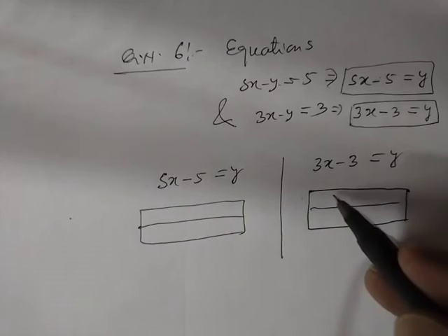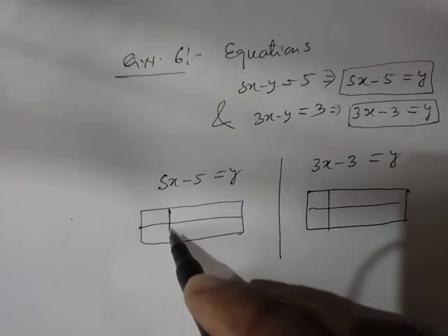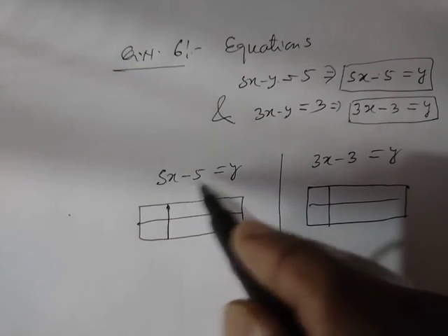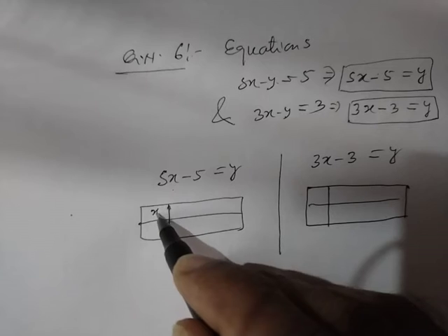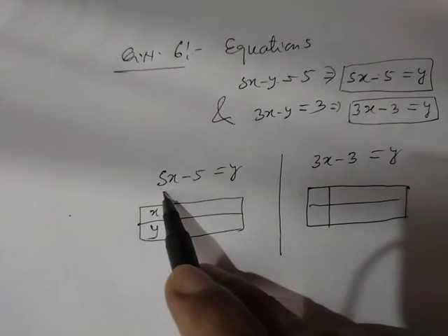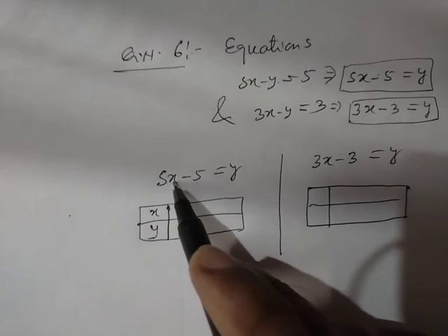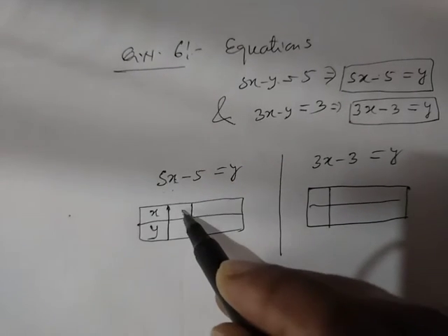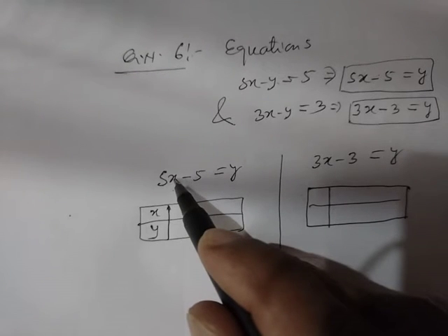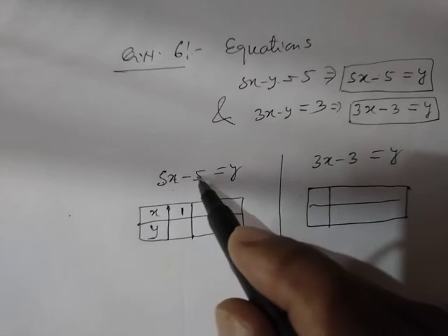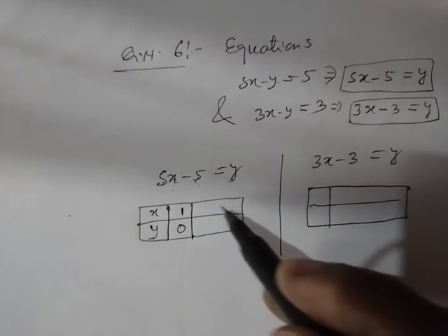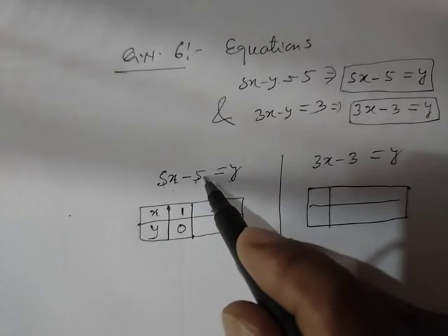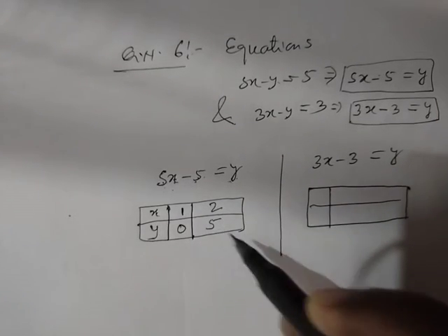To draw the graph, 2 points are enough to plot the graph. So you find the values of x and y. If you put the value of x as 1, then 5 into 1 is 5, minus 5, so y is 0. If x is equal to 2, then 5 times 2 is 10, minus 5 equals 5.